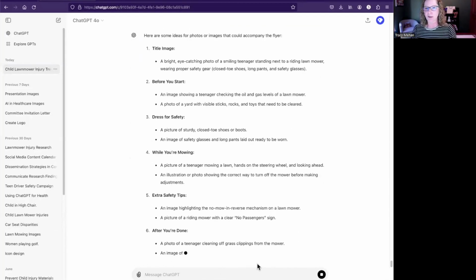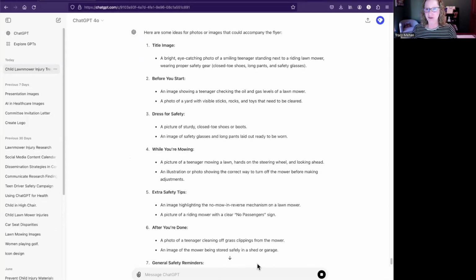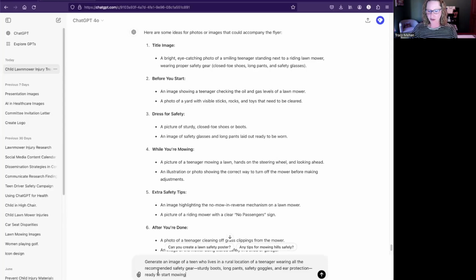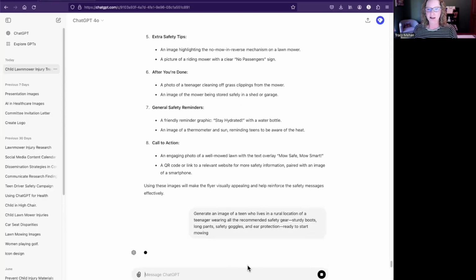So first I asked it, give me ideas for photos or images, and it does that in text. So that can help me if your organization has a platform like Canva, or you have access to one of the stock photo sites, or even if you can go to one of the free stock photo sites, you can look for these things specifically, which can be really helpful. But you can also actually have it create some of the images on their own.